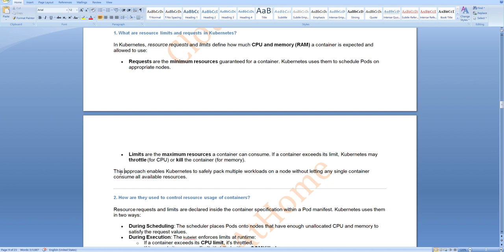Last thing: this approach enables Kubernetes to safely pack multiple workloads on a node without letting a single container consume all available resources. That's true, this helps ensure a single application does not consume all the node's CPU and memory, and multiple pods can run on your node. That's it. It is going to ensure this part.